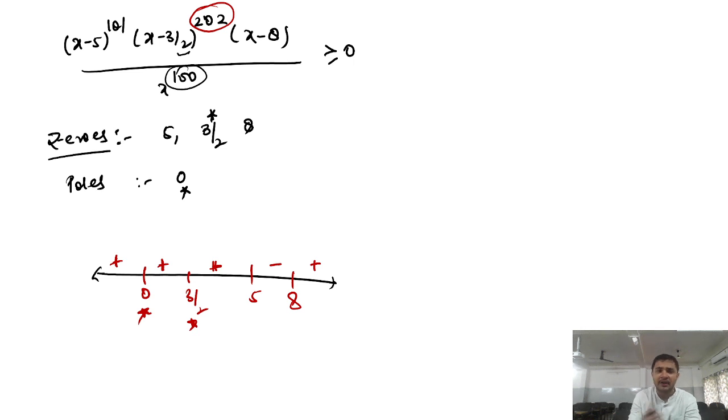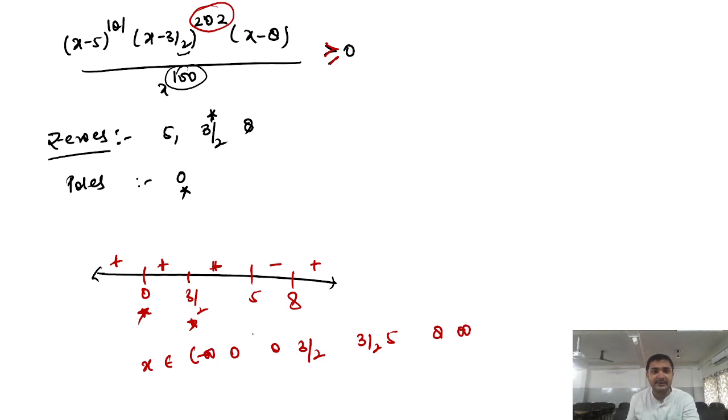Sir, why is it so? Let us wrap up this question and then I'll explain why we are taking it that way. Now, sir, they are asking greater than 0. Greater than 0 means we need to take the plus part. So minus infinity to 0, union 0 to 3 by 2, union 3 by 2 to 5, union 8 to infinity, right?